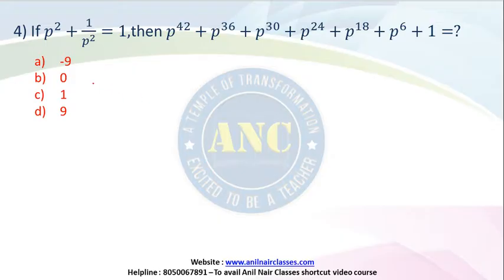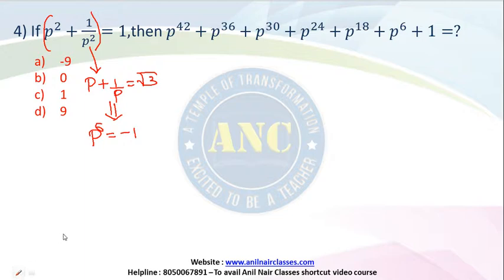See the fourth question. P square plus 1 by p square equal to 1. From this I can say that p plus 1 by p equal to root 3. From this also I can say that p power 6 will be equal to minus 1. These things I can conclude as of now. Now, looking into the question itself, directly I can say that p power 42 plus p power 36, the difference between the powers is 6, the value is directly 0.